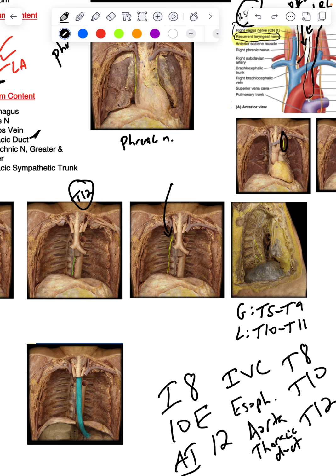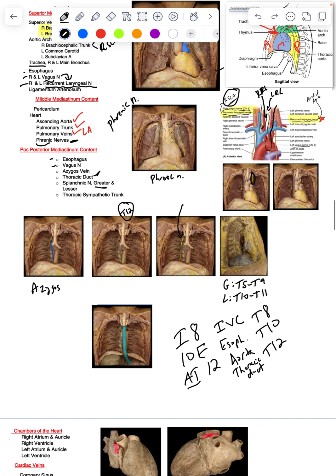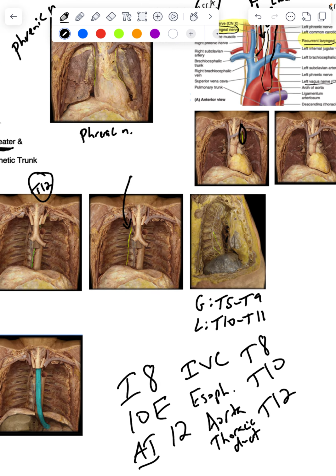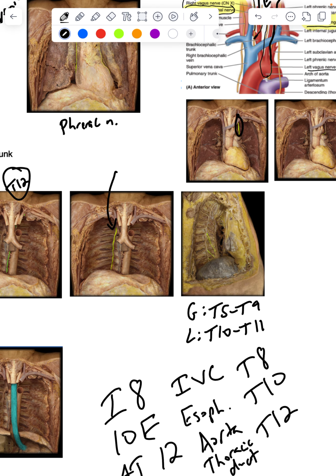The greater splanchnic nerves are going to be the ones that come off T5 to T9, so these right here. The ones that are lower are going to be your lesser. You also have a least, but she doesn't have it listed.